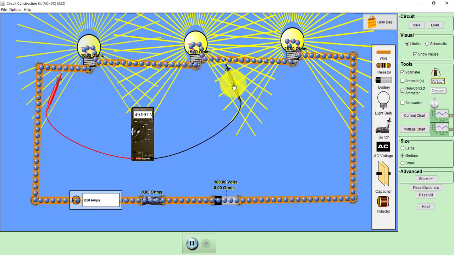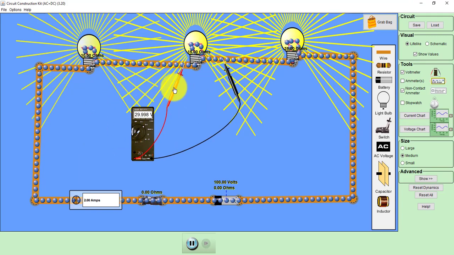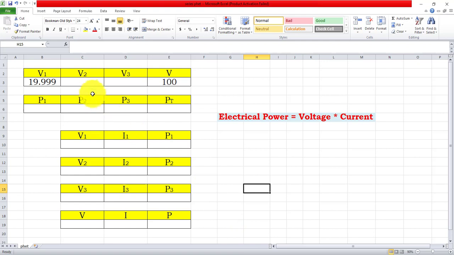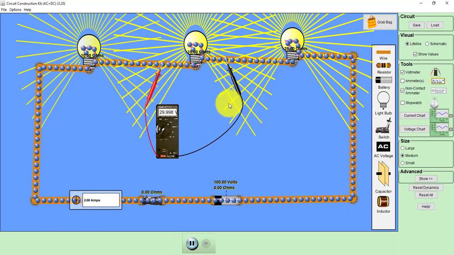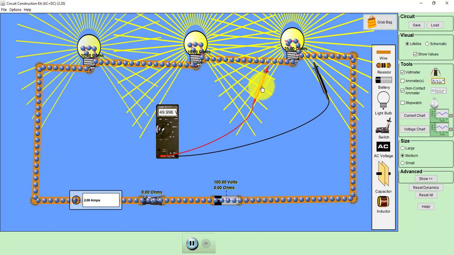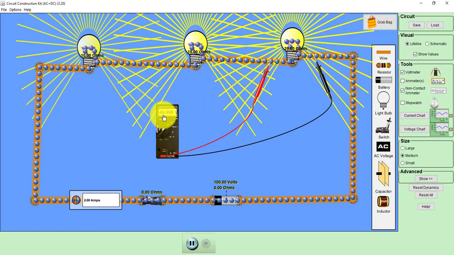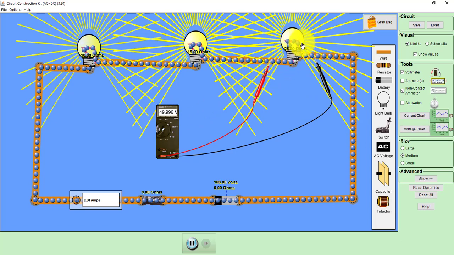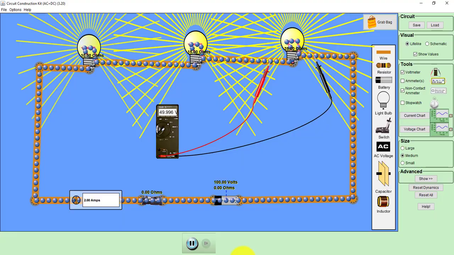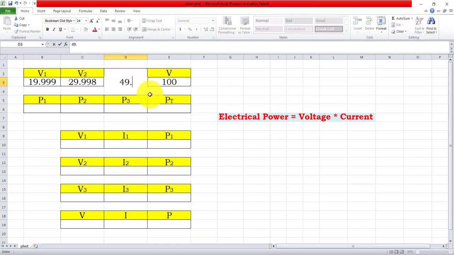Next, the voltage drop across the second bulb, V2, is 29.998. Let me enter that, 29.998. And finally, the voltage drop across the third bulb, the voltage across the third resistance, as you can see, is 49.996. You can verify: resistance is 25, current is 2. So by Ohm's law, 25 into 2 will be 50, which is close to 50. So 49.996.